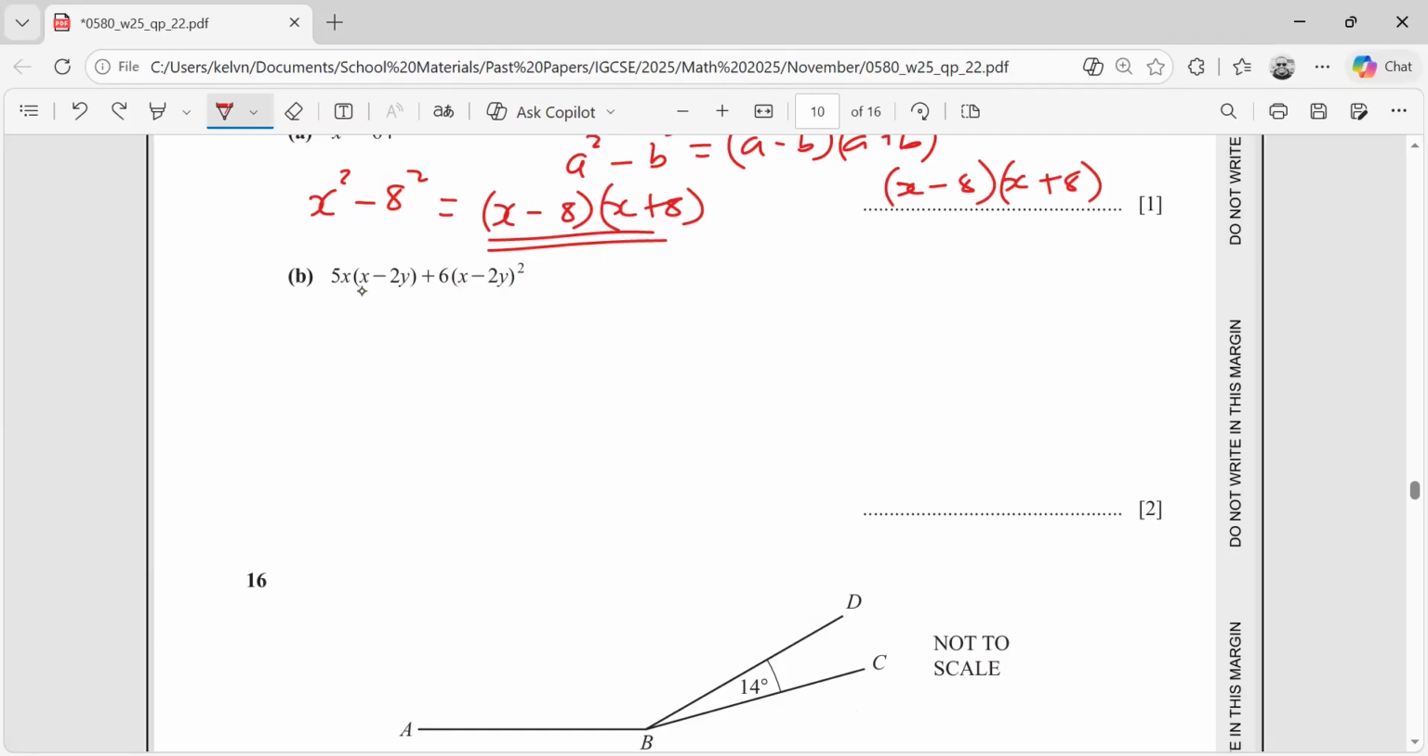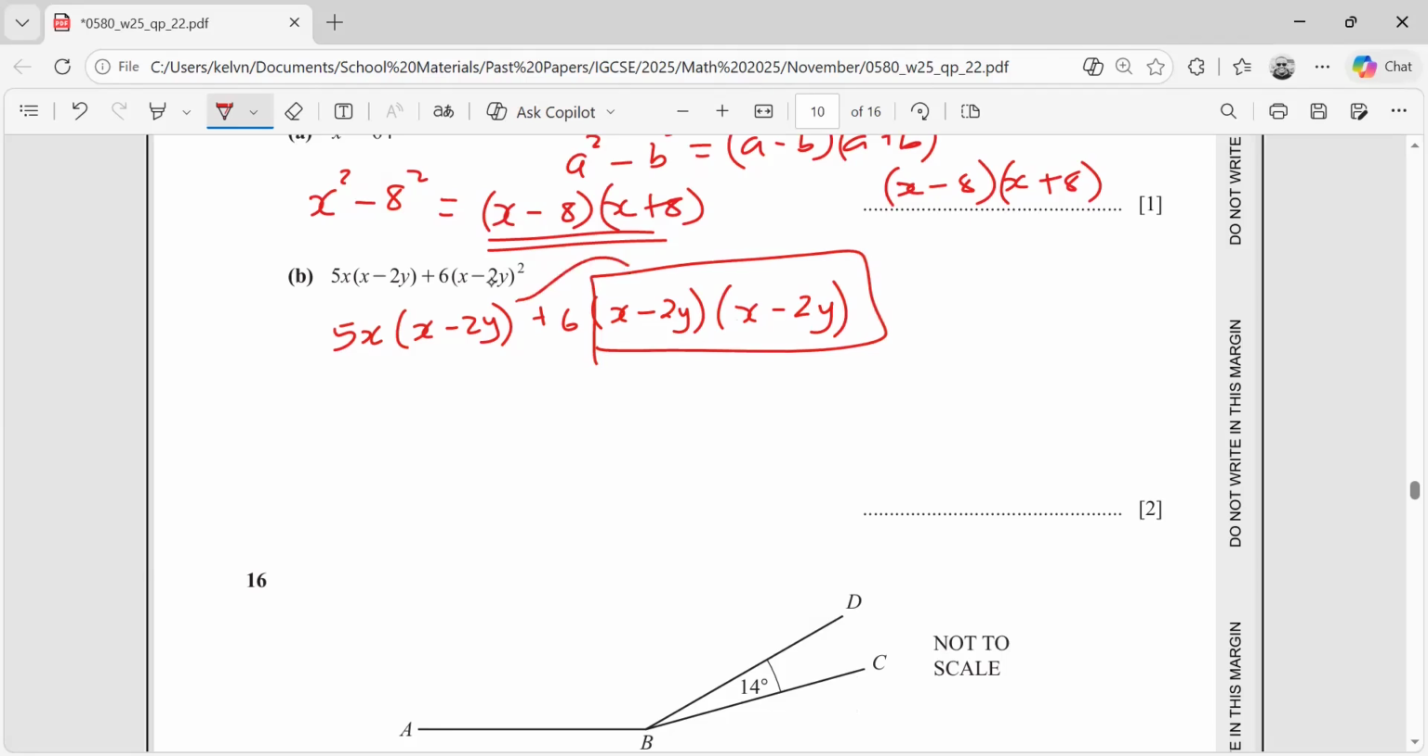Okay, but because there is that squared, we kind of have to factor that in. So let me rewrite this. This is x minus 2y, and then plus 6. We're going to have 2 brackets which look the same because of the square. Not 6, but another bracket, x minus 2y. So this basically is the same as x minus 2y squared.